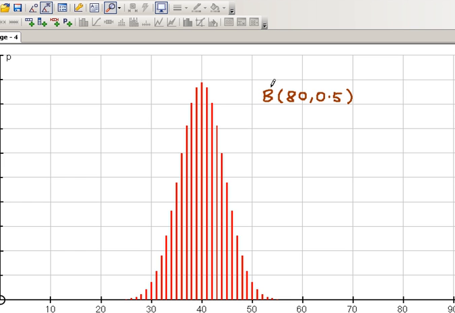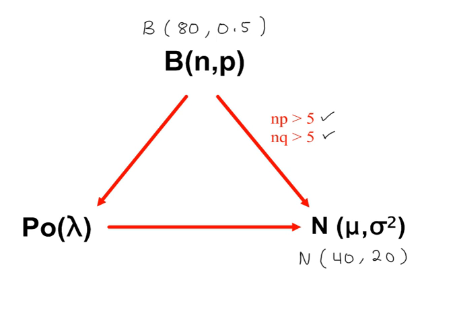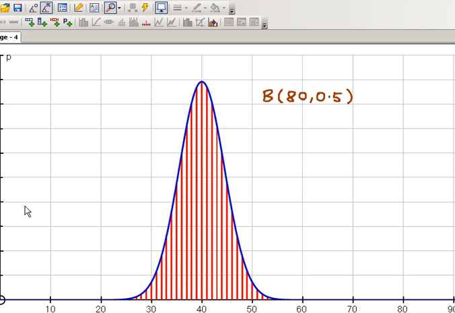So here's the binomial distribution. N is 80, p is 0.5. So we need a normal distribution where the mean is 40 and the variance is 20. And as you can see, the normal distribution is a very good fit around the binomial distribution. So we have a very good approximation.